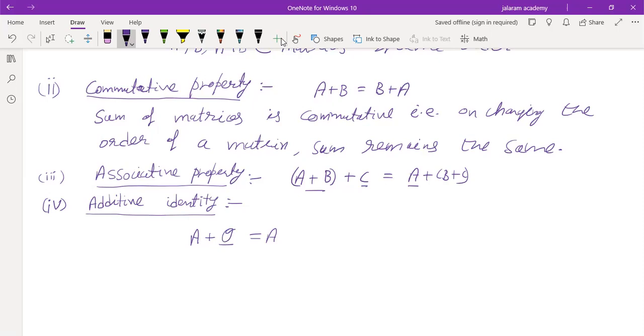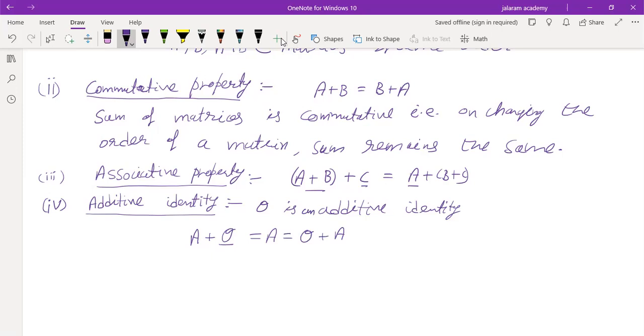So according to matrix algebra, additive identity exists. It means if we add a null matrix O, this null matrix O is the additive identity. Additive identity means which when added to a matrix gives the same matrix again. So if we add A plus O, it gives A. And if we add O to A, the result is still A. Is that clear to you? So O is an additive identity.